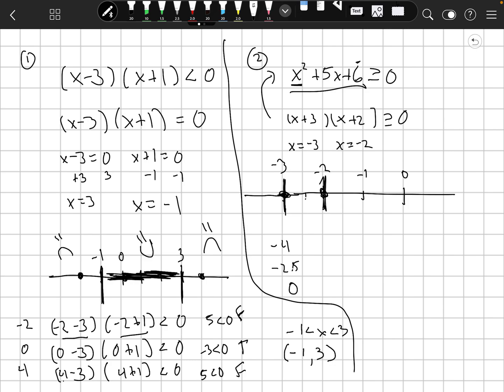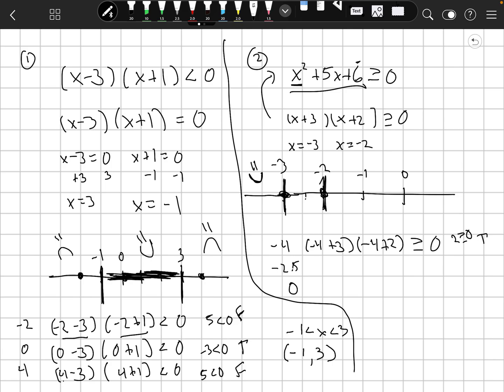And so if we started with negative 4, you can put it in the factored form or the trinomial form. I think the factored form is a little easier, so I'm going to do that. Negative 4 plus 3 times negative 4 plus 2. Is that bigger than or equal to 0? We've got negative 1 times negative 2. That's a positive 2, and that is bigger than 0. So 2 is greater than or equal to 0. This is a true statement. So right here, I'm going to put a little happy face.